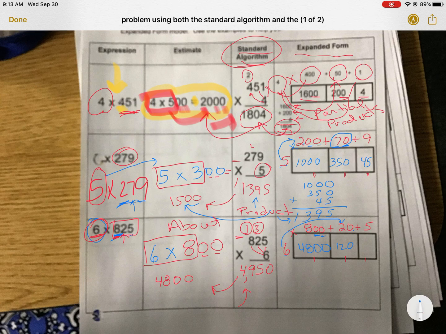Get your spirit fingers out. 20, 40, 60, 80, 100, 120. So then I'm going to go to the next part. 6 times 5 is 30.